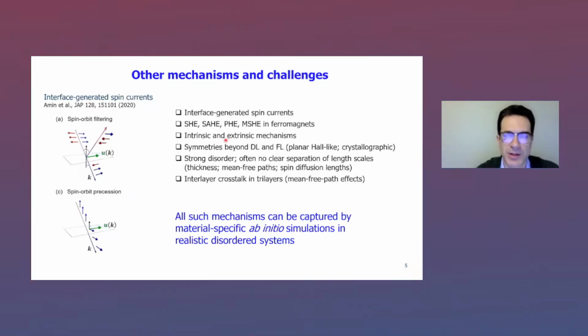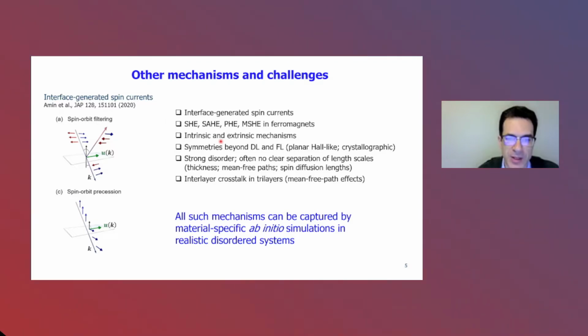In addition, spin torque structures typically are strongly disordered, so there is no clear separation of length scales. The thickness of the layers, the mean free paths, and the spin diffusion lengths can all be of the same order of magnitude. So this makes it more difficult to apply phenomenological models. And on top of this, in trilayers, as we'll see in the following, there can be crosstalk between different layers due to mean free path effects that can lead to additional types of spin-orbit torques.